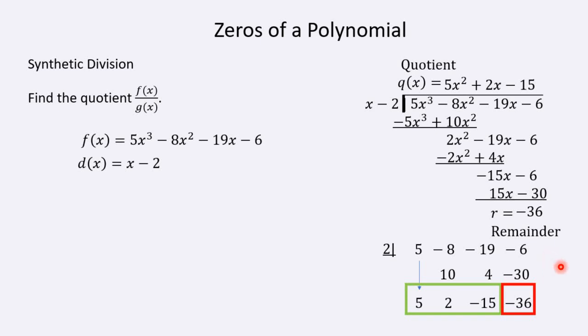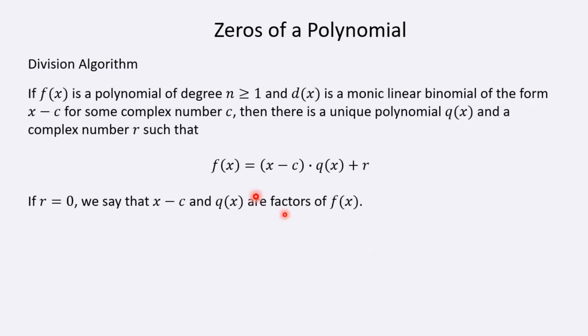It's actually called the division algorithm. And the division algorithm says this: if f of x is a polynomial of degree n greater than or equal to 1, and d of x is a monic linear binomial of the form x minus c. So this is monic because the leading coefficient is 1, and it's linear because the degree is 1, and it's a binomial because there are two terms.